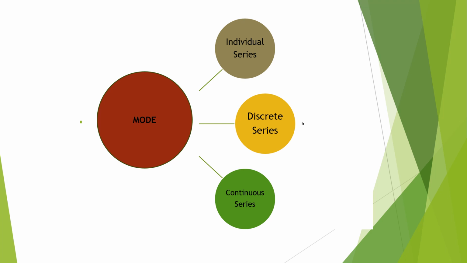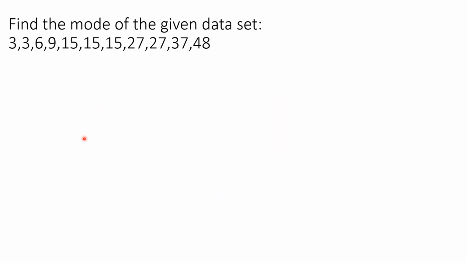Today we are going to see calculating the mode for individual series. In the previous videos we have seen about the mean and median. So now we will see the last measure of central tendency, which is mode. Find the mode of the given data set. Here there are only the observations, so it is called an individual series.